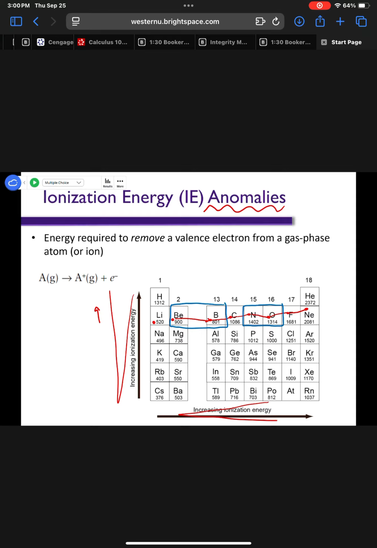I'd like you to think about that. Write out the electron configurations for those atoms and see if you can come up with a reason as to why we have these anomalies, because this is where we'll pick up next class.